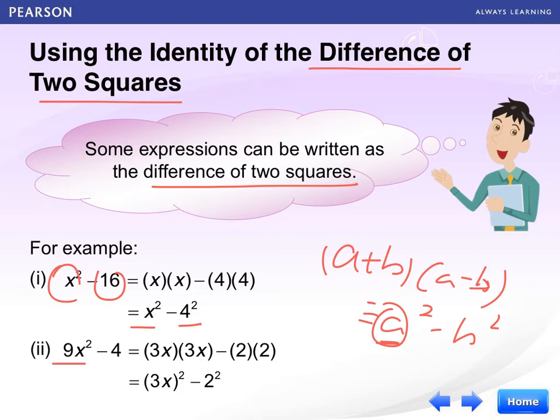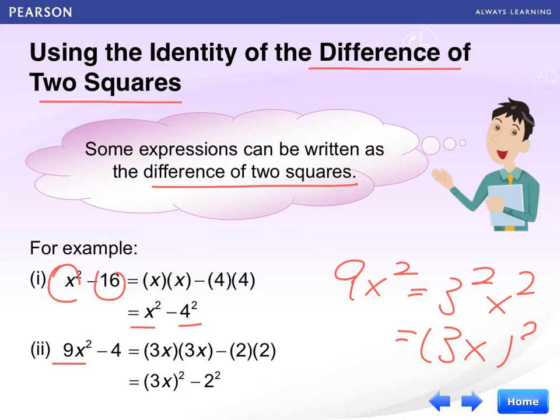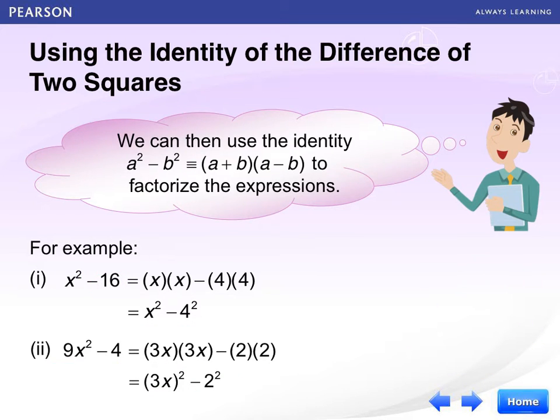When I say 9x squared, it can become 3 squared times x squared. That means we can group 3x together and square the whole. So 9x squared is a square of the whole 3x, that is, 3x times 3x. Of course, 4 can be 2 squared, so that's why it becomes 2 squared.